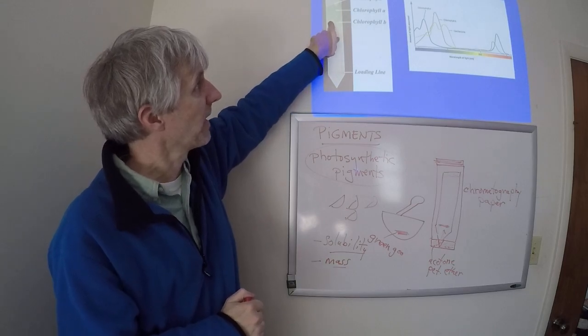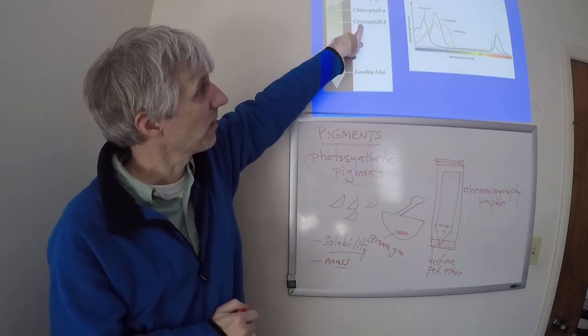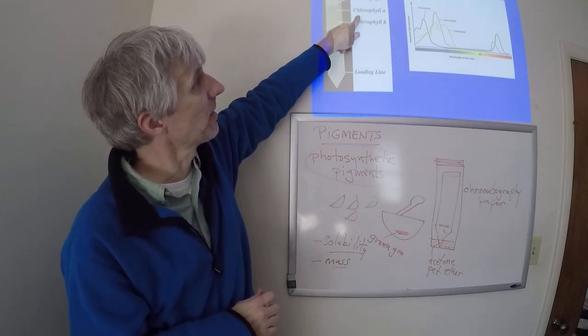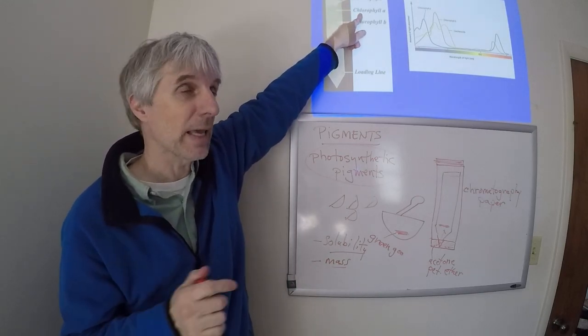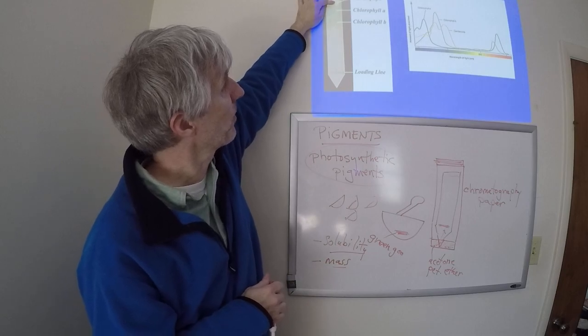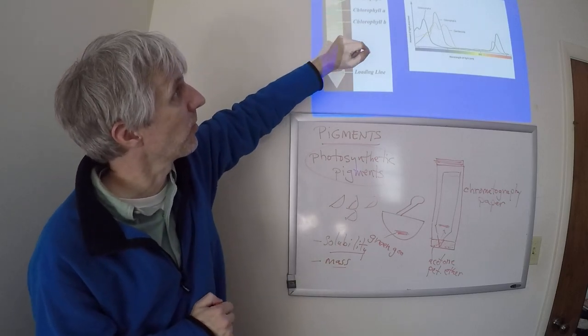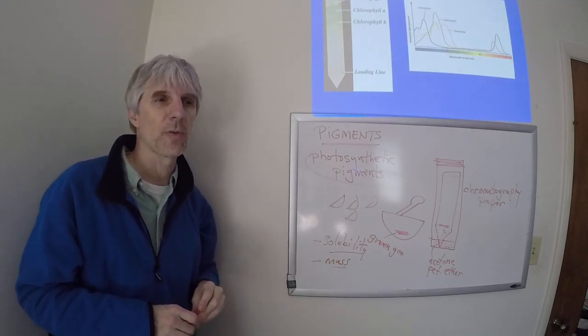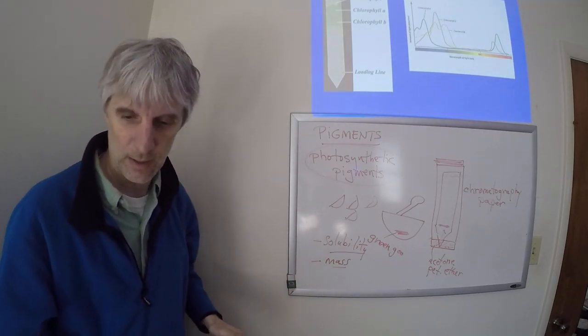The first band here is called chlorophyll B. The second band in here is chlorophyll A. And the third band is the xanthophyll band. And the fourth band is carotene or the carotenoids.